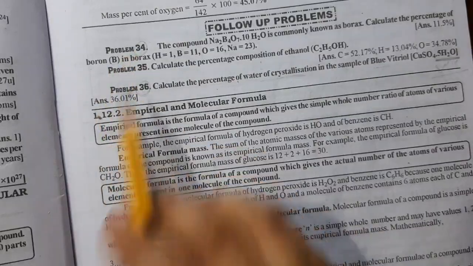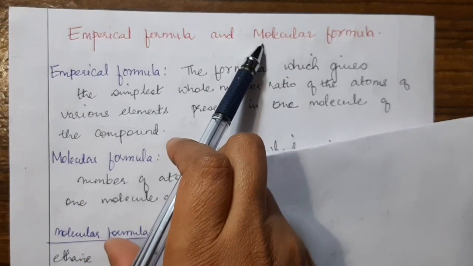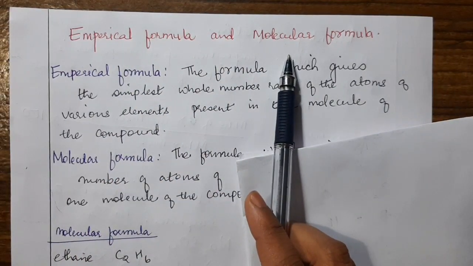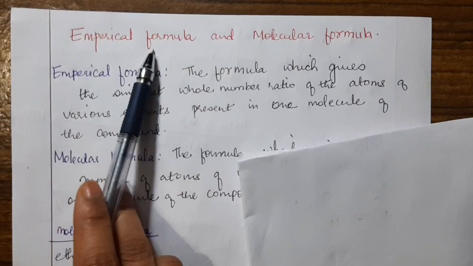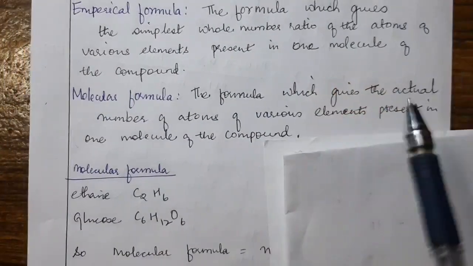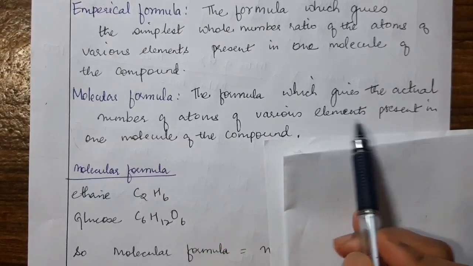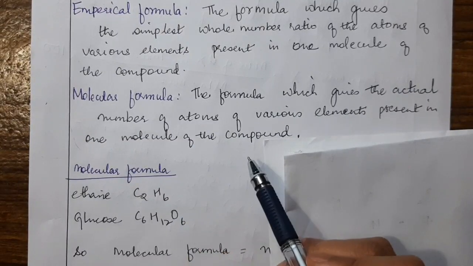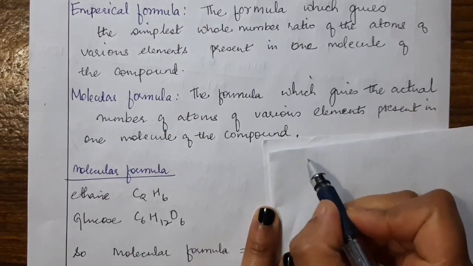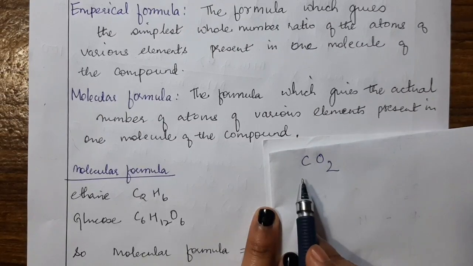Do this too. Next, let's learn about empirical formula and molecular formula. Molecular formula, we already know what it is. Then there is a new term, empirical formula. First let's see molecular formula. The definition: the formula which gives the actual number of atoms of various elements present in one molecule of the compound. For example, the molecular formula of carbon dioxide is CO2.